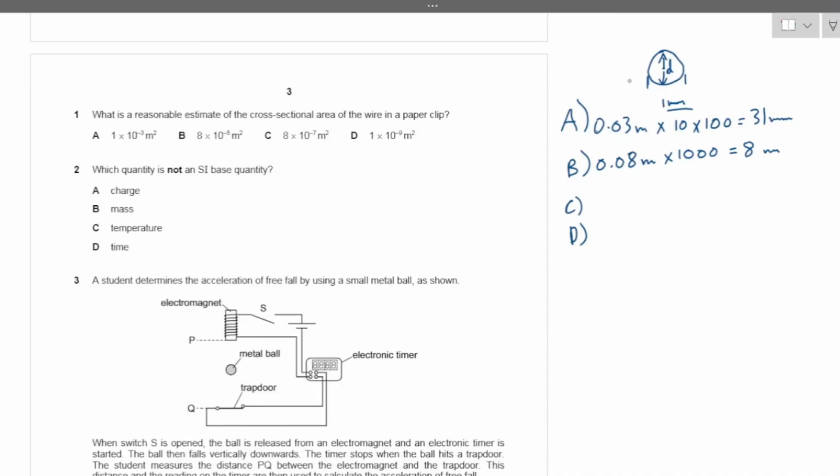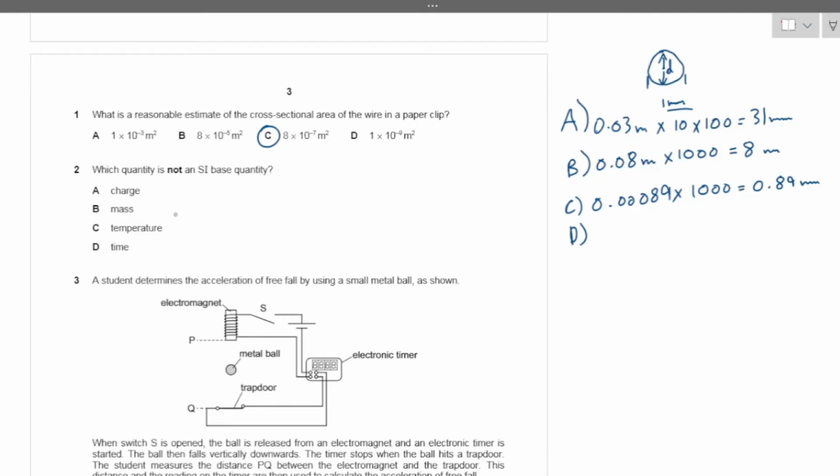Then we can go for option C, 8 multiplied by 10 to the power minus 7. That would give us 0.00089. Again, multiply by 1000. 1, 2, 3, 4. You would get around 0.89 millimeters. And that makes sense because that's within the 1 millimeter range that we put inside. Therefore, option C looks like the most reasonable answer.